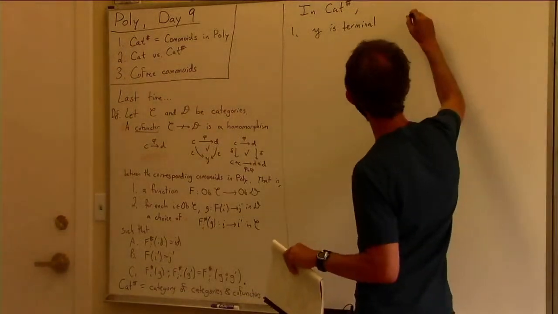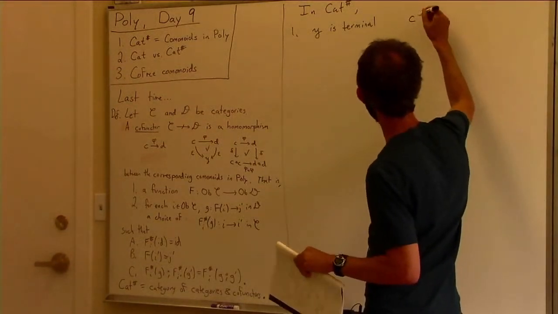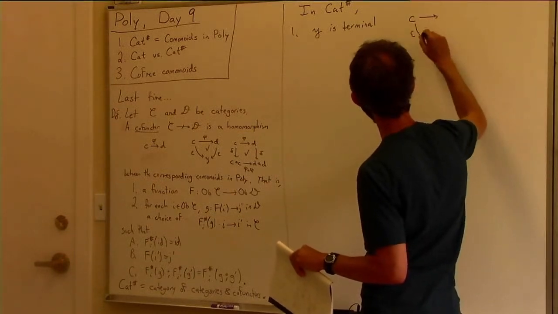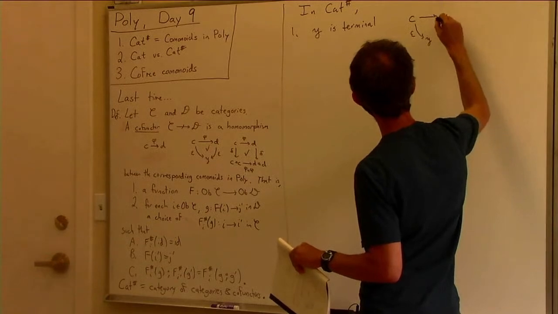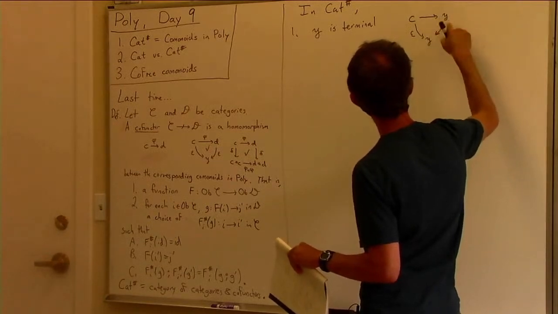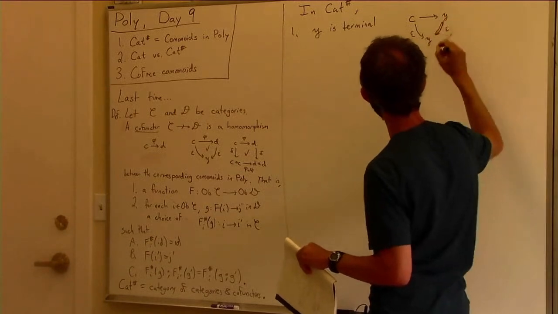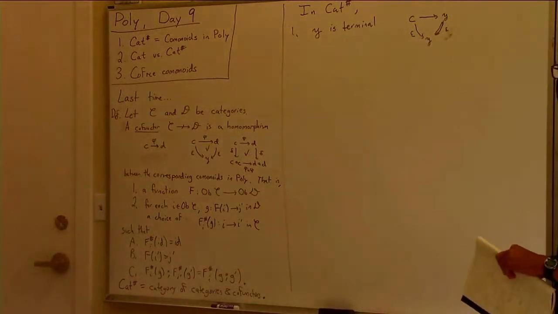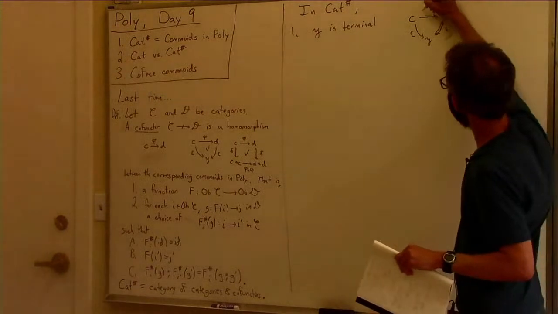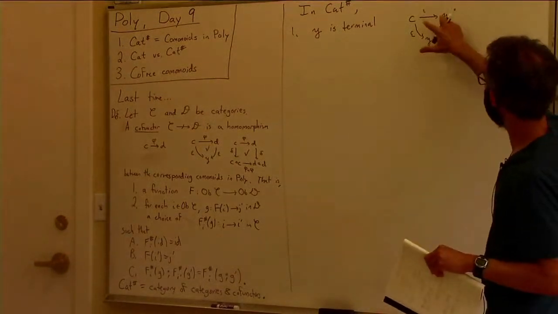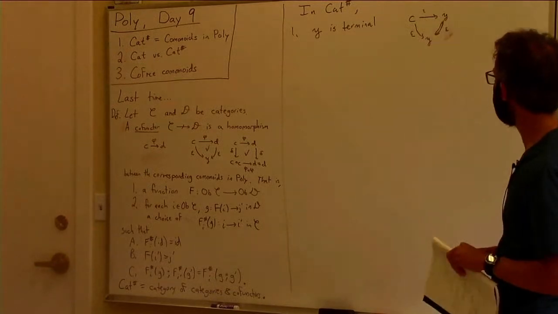And it's terminal because if I had some other comonoid or category, then I already have this epsilon map to y, and y has an epsilon map to y. And that thing over here is the identity because there's only one map from y to itself. So this thing has to be epsilon for this to commute. There's only one possible cofunctor from C to y.